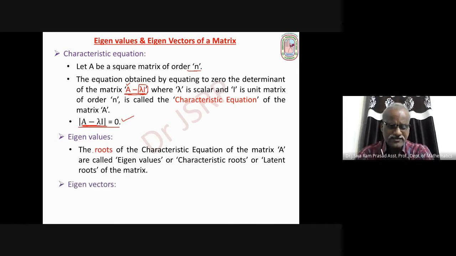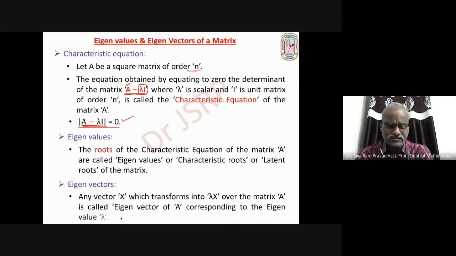Next, eigenvectors. Corresponding to each eigenvalue, we define an eigenvector. Any vector capital X which transforms into lambda x over the matrix A is called an eigenvector of A corresponding to the eigenvalue lambda. So the vector capital X transforms to another vector, that is a lambda multiple of x, by applying the matrix A on X. Then that vector is called an eigenvector. That means Ax equals lambda x.